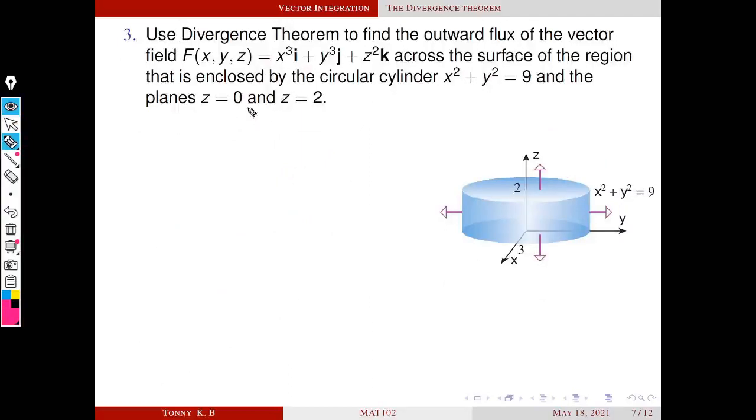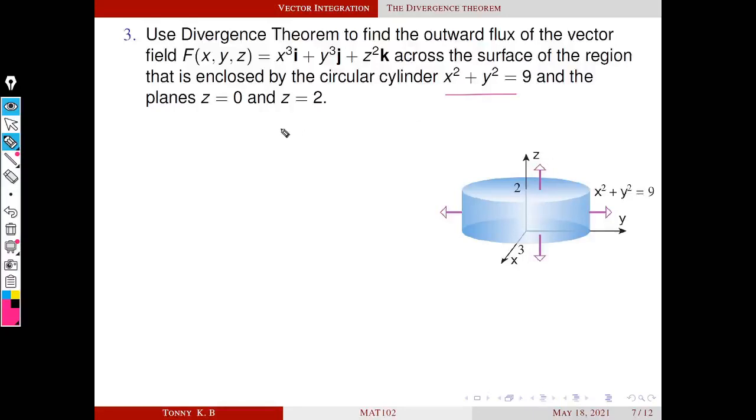Okay, next problem. Use the divergence theorem to find the outward flux of the vector field x cube i plus y cube j plus z square k across the surface of the region that is enclosed by the circular cylinder x square plus y square equal to 9. We know that x square plus y square equal to 9 is a circle in 2D, but in 3D it's a cylinder. And the planes z equal to 0, that means this bottom surface, and z equal to 2, this top surface. So this is a closed cylinder. Sigma is the surface of the cylinder, and the region bounded by sigma is our G.